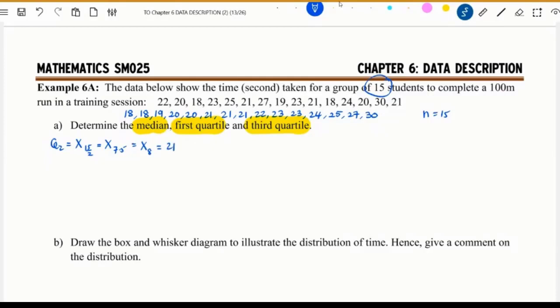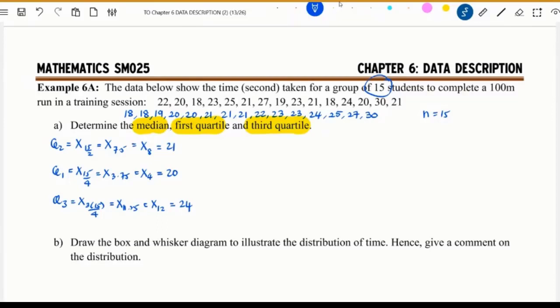Alright. First quartile, where we have it x 15/4. So the same pattern, which is we have decimal, which is 3.75. So we're gonna have observation yang keempat. So we have it 20. And then the third quartile, where we have it x 3 times 15/4. So ini kita dapat berapa nilai dia? 11.25. 11.25. Good. So we're gonna have to round up. We're gonna have observation yang ke-12. So the 12th observation, which is 24. Okay, so now we have done the 3 values.